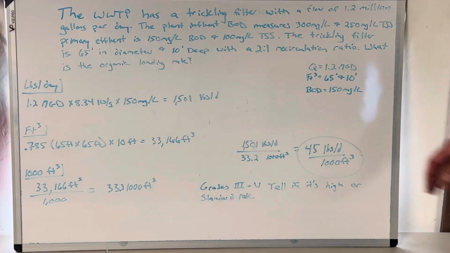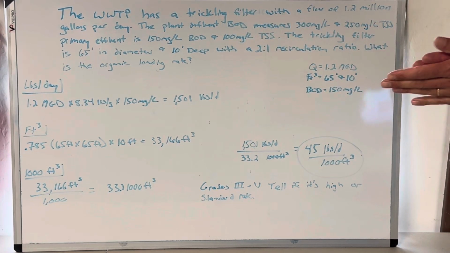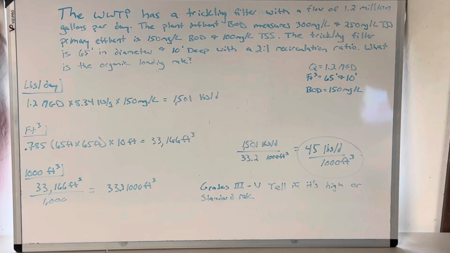Okay, that's my little introduction. So let's jump into this. The wastewater treatment plant has a trickling filter with a flow of 1.2 million gallons per day. The plant influent BOD measures 300 milligrams per liter and 250 milligrams per liter TSS. The primary effluent is 150 milligrams per liter BOD and 100 milligrams per liter TSS. The trickling filter is 65 foot in diameter and 10 foot deep with a 2-to-1 recirculation ratio. What is the organic loading rate?